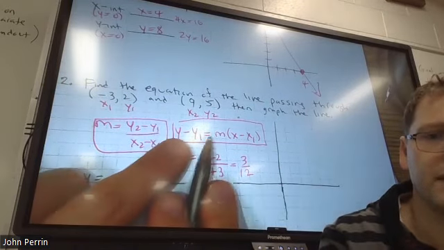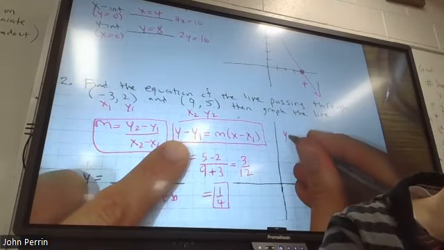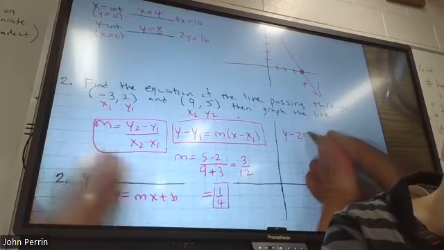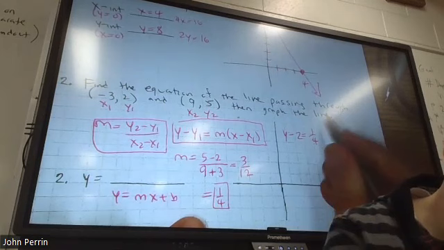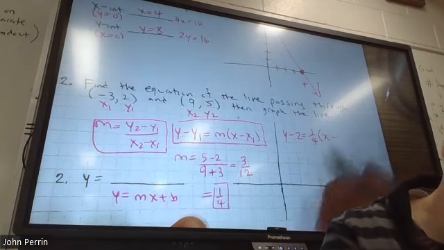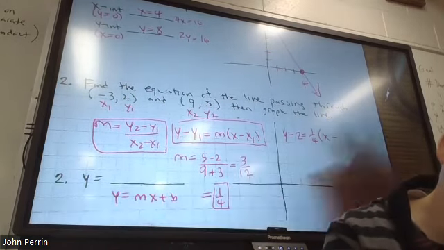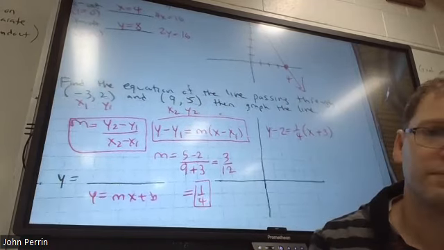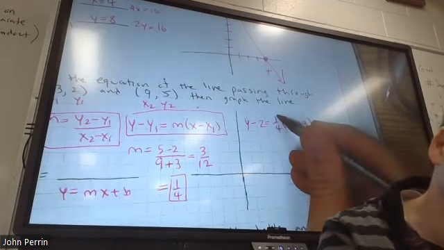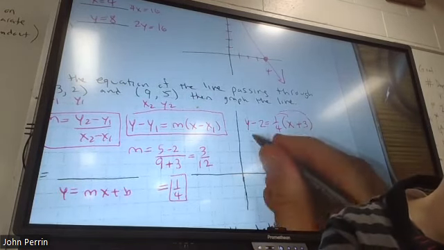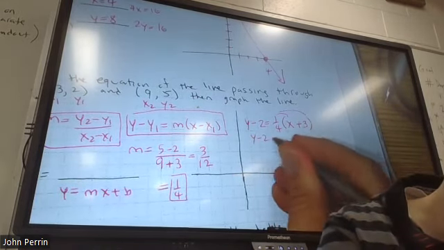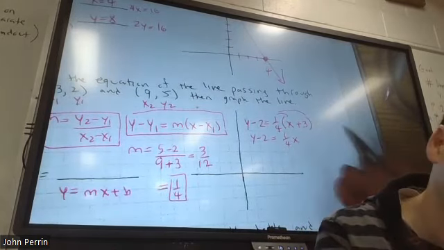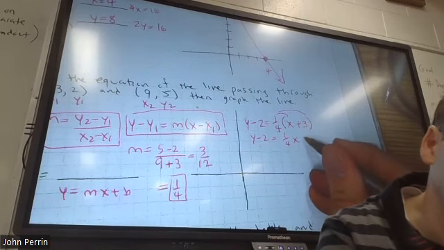Throw this information into this formula now. Y minus y1, which I guess we'll call 2, equals slope times x minus x1, which we'll call negative 3. Looks like we're going to have a fraction here. Normally, I would distribute at this point. We'd have y minus 2 equals 1/4 x, and then what's a fourth of 3? We call that 3/4 or 0.75.